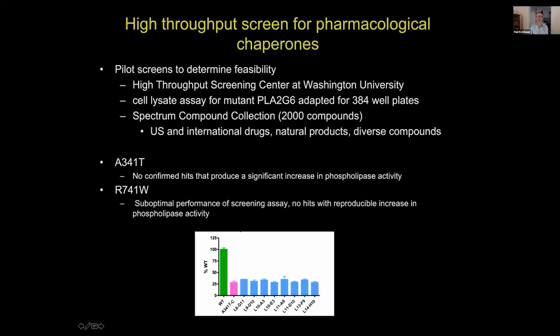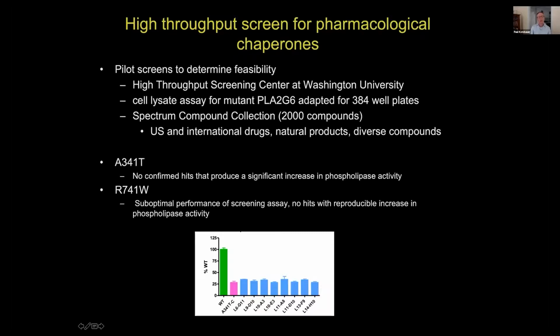And we chose for our screen a collection known as a spectrum collection, which contains already approved US and international drugs, as well as some natural products and other diverse compounds that had already been characterized to some extent, so that if we did have a hit, the work ahead in terms of optimizing such a hit for clinical use would not be as great.